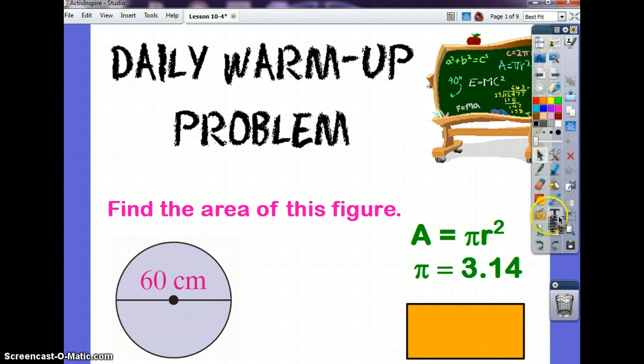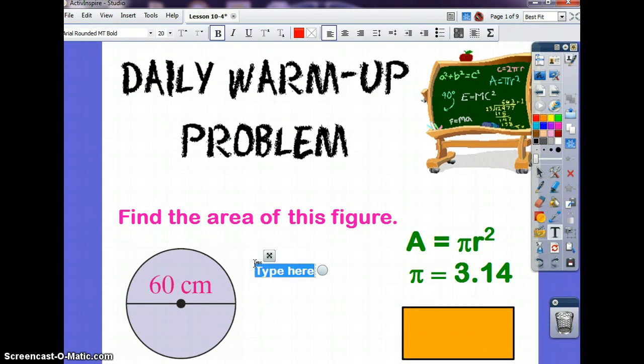So here's what I'm going to substitute into my calculator. Pi, 3.14, times radius... wait a minute, 60 centimeters isn't a radius. 60 centimeters is a diameter. So before we substitute into our formula, we have to take that diameter and cut it in half. So 60 centimeters is the diameter, half of that would be 30 centimeters. And 30 squared means 30 times 30.